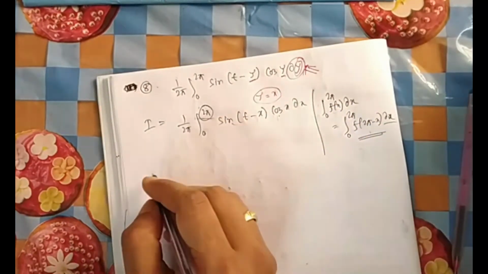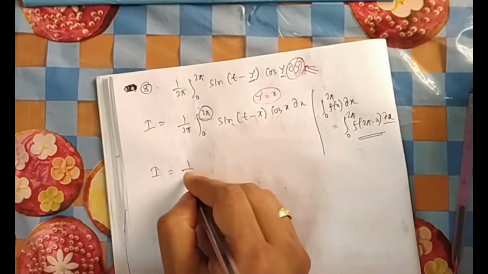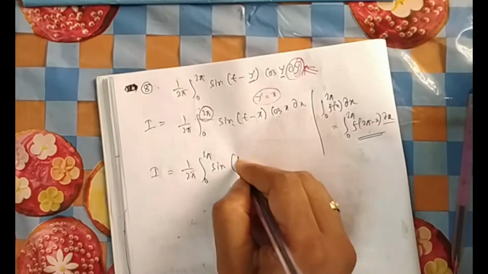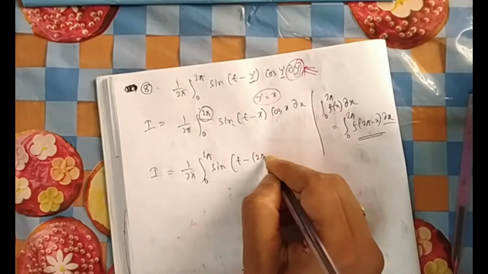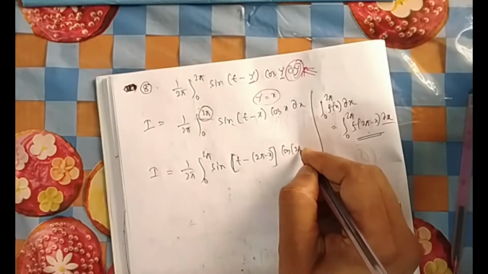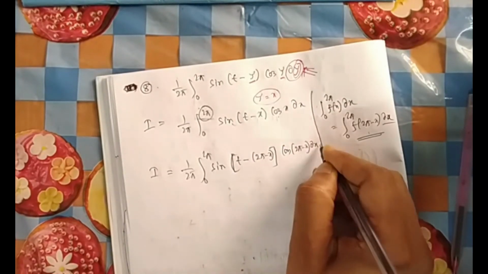So if you apply this one, your I again becomes 1 by 2 pi, 0 to 2 pi, sine t minus, instead of x I am putting 2 pi minus x, because x is the variable here, cos 2 pi minus x dx.